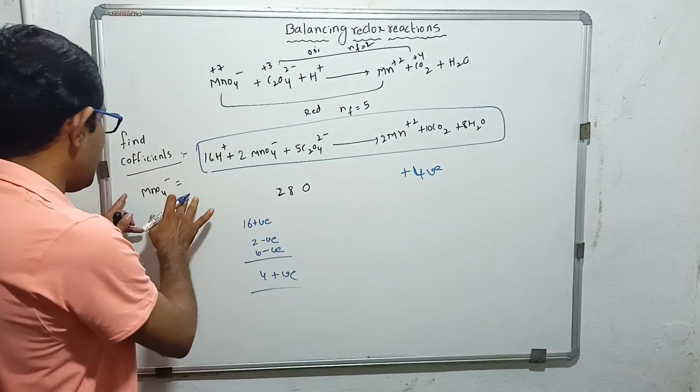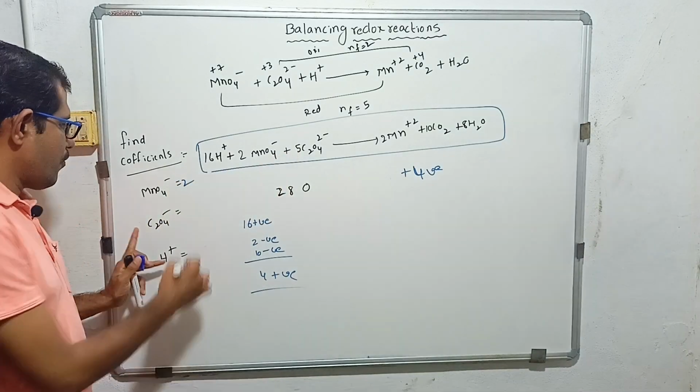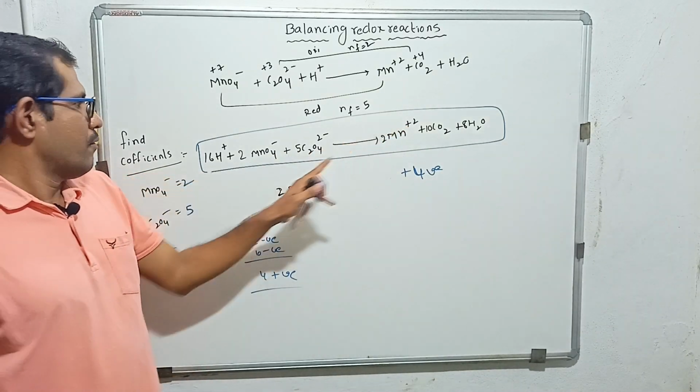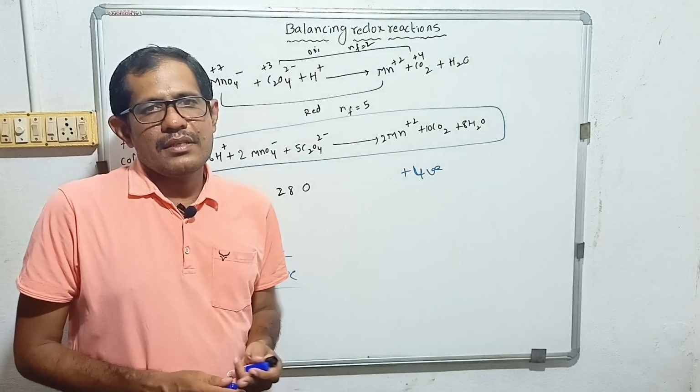Now we are going to answer over here. For MnO4 minus, the coefficient is 2. For C2O4 2 minus, the coefficient is 5. For H plus, the coefficient is 16. In such a way, we need to answer these questions.